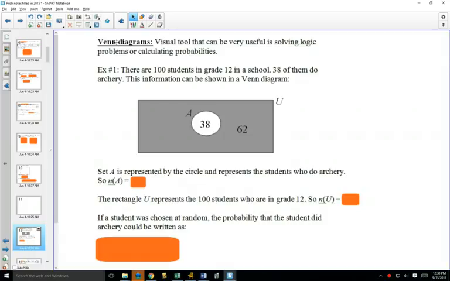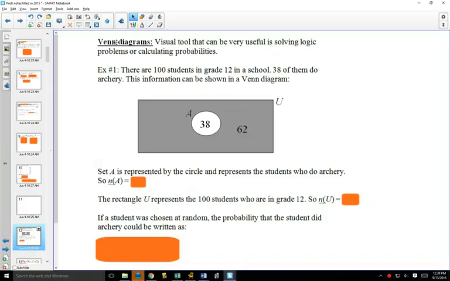So a Venn diagram is a way of representing a sample space and different events in that sample space. In our first example, we draw a big square, and that big square or rectangle represents all things possible, or all events.